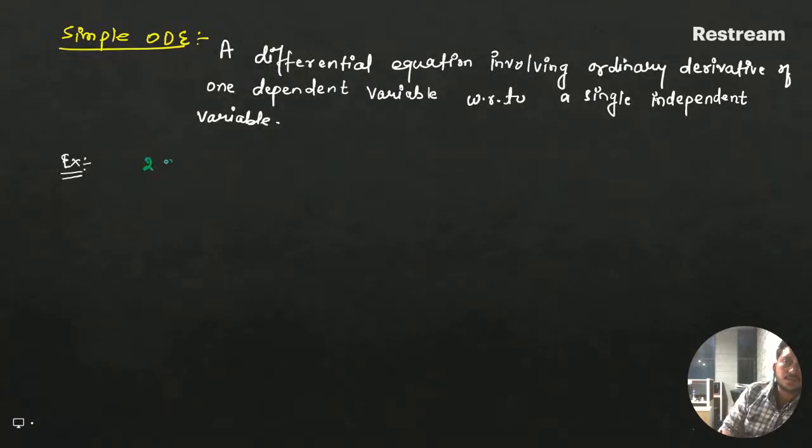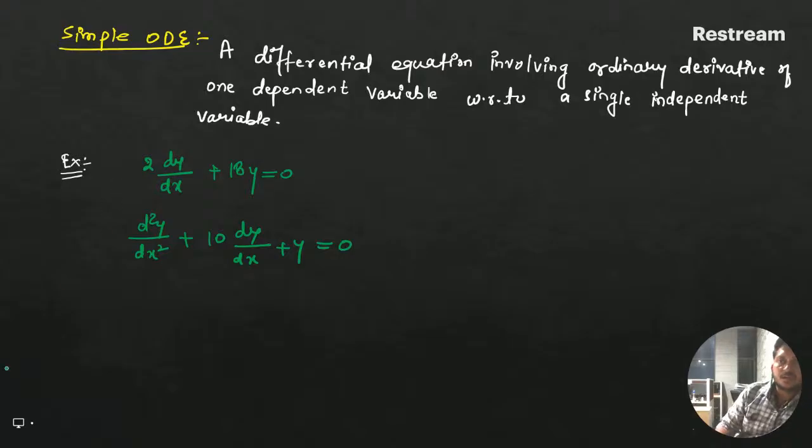Let's take one example here: 2 dy by dx plus 18y equals 0. And the second is d2y upon dx square plus 10 dy upon dx plus y equals 0. Now the next topic is partial differential equations.